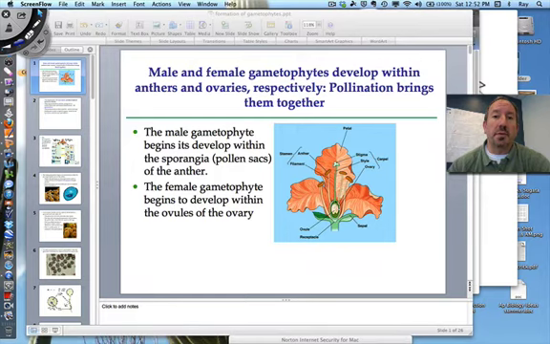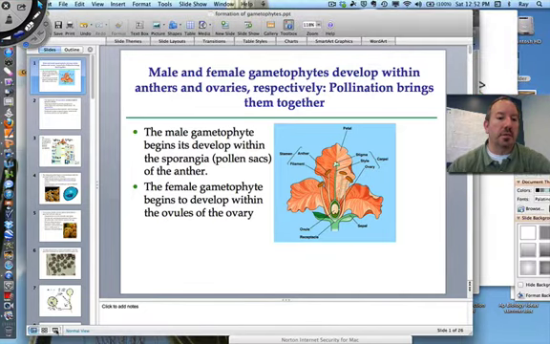So pretty cool. We're going to start off with male and female gametophytes, and we're going to end up with a seed. So let's get right into that conversation. It's a very good one.